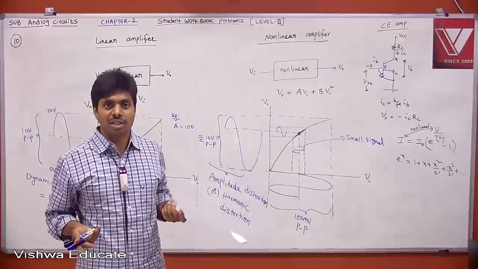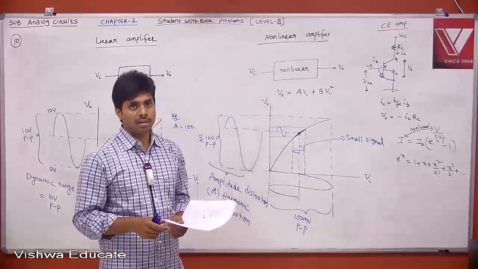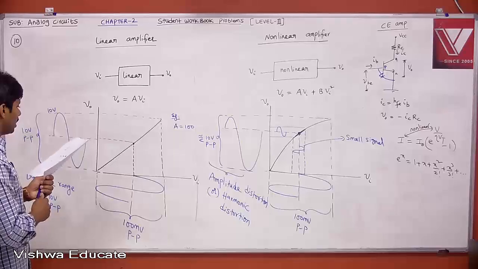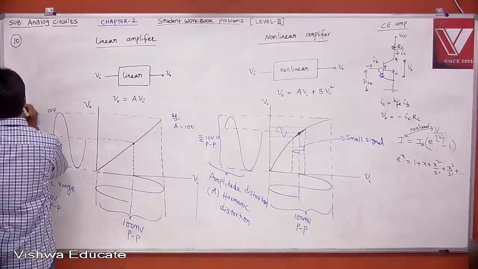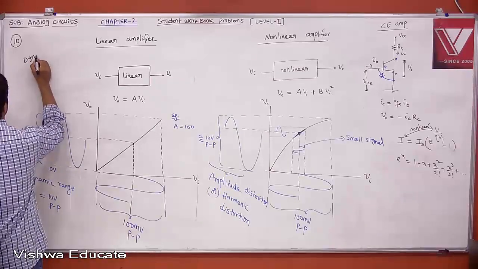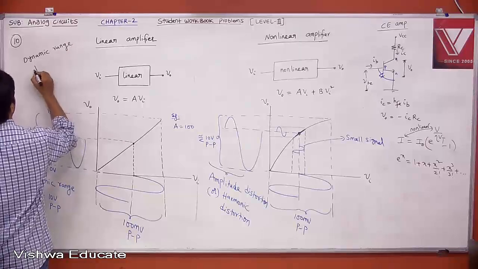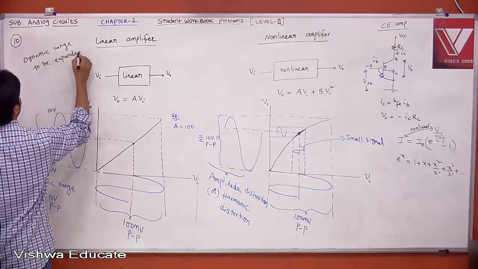Design change. We need to change the design such that the linearity of the circuit will increase. What is the answer? Problem number 10, the answer is B. It should be expanded, right? Dynamic range to be expanded, or it should be large.